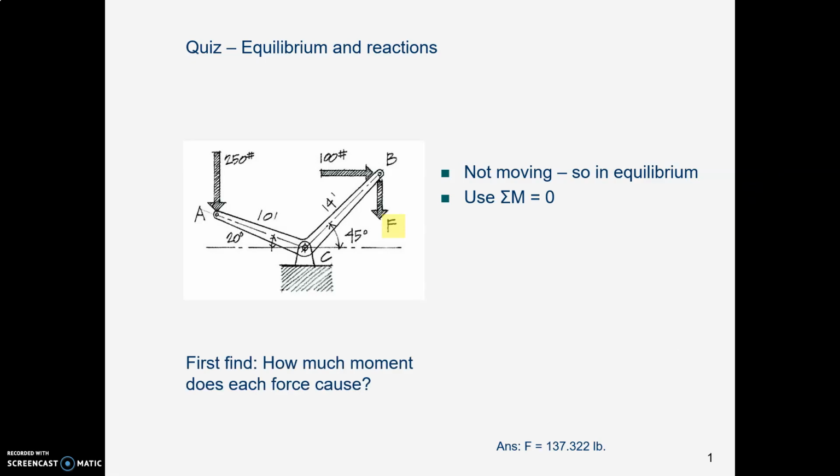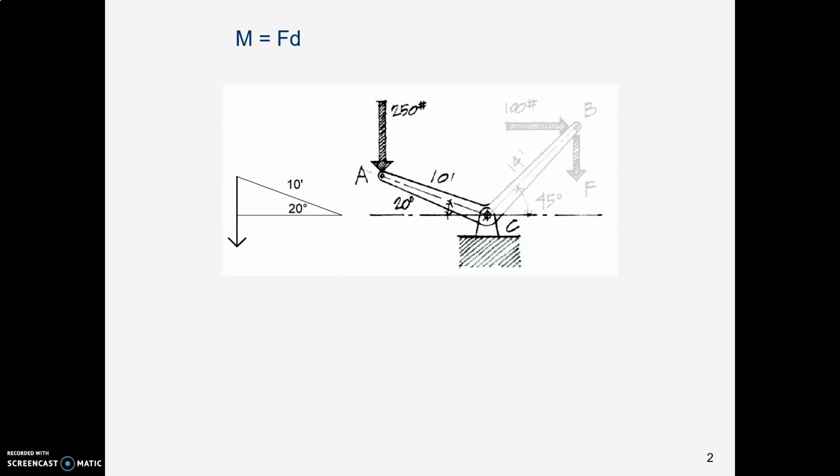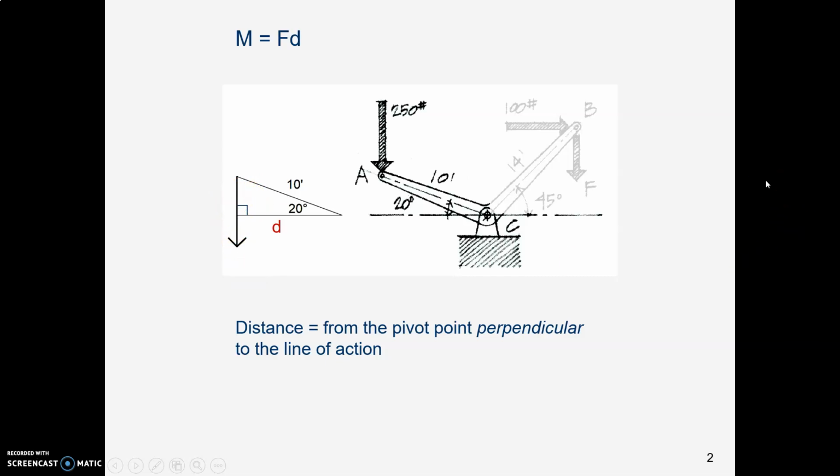So the way to approach this is first to find out how much moment is caused by each force. And we'll start with this 250-pound force on the left. I have drawn a triangle here. Remember that the formula for moment is force times distance. Here is the force, it's 250 pounds. The question is, what is the distance? And remember that the distance is from the pivot point perpendicular to the line of action. So here's the line of action, and there's the direction that is perpendicular to it, which means that it's that adjacent side there that will be the distance from the pivot point to the line of action.